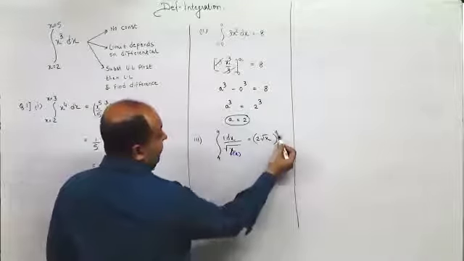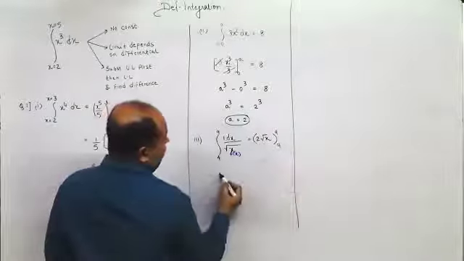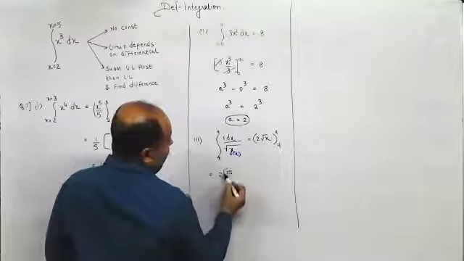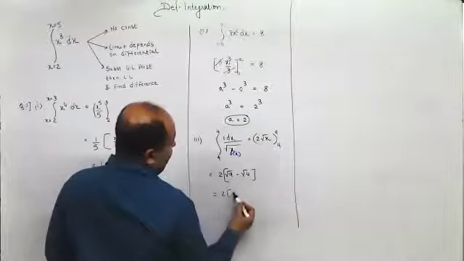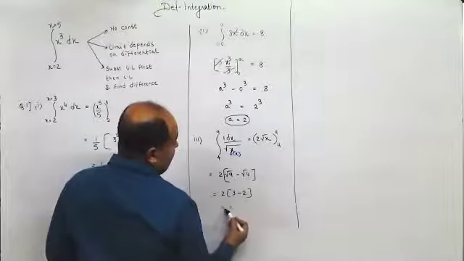First substitute the upper limit, then the lower limit, and then this would be 2 times root 9 minus root 4. Consider only the positive values. This would be 2 into 3 minus 2. So this is 2.